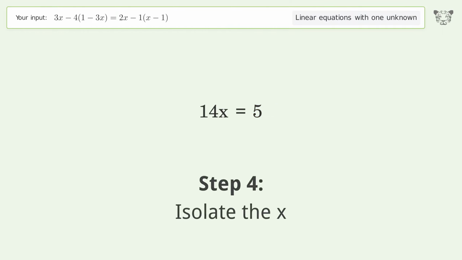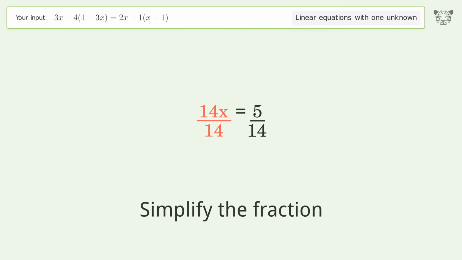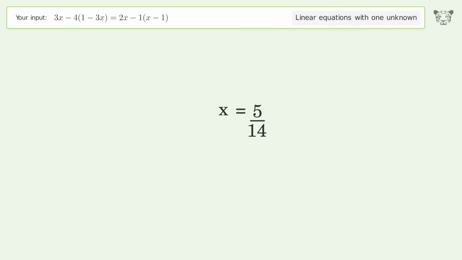Isolate the x. Divide both sides by 14. Simplify the fraction. And so the final result is x equals 5/14.